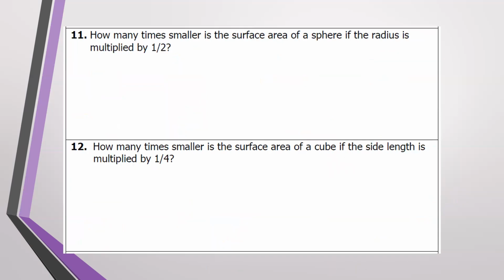Try number 11 and try number 12. If you need to sketch a picture, that's fine. But what's going to happen to the sphere if your radius is multiplied by 1/2? What's going to happen to the surface area of a cube if the side length is multiplied by 1/4? Go ahead and try those two now.